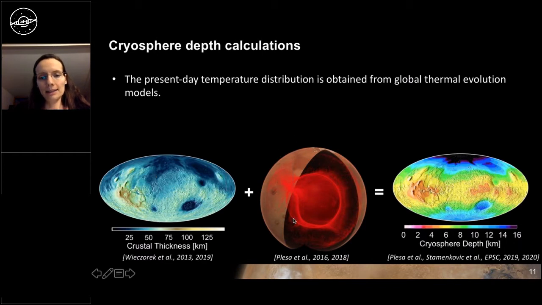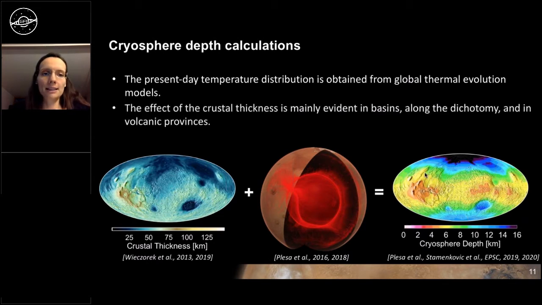Now we let the models run for the entire thermal evolution of the planet, and then we calculate the present-day temperature distribution, and we compare this temperature at each location with the melting temperature. And then we can say at each location how deep the groundwater table depth could be.